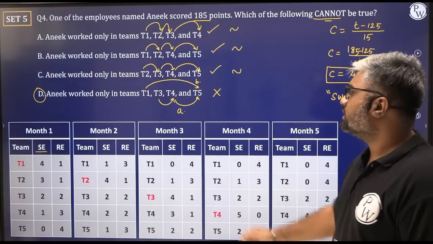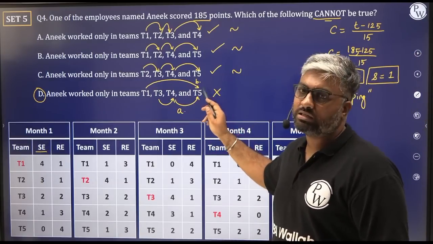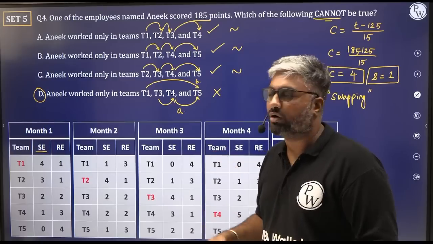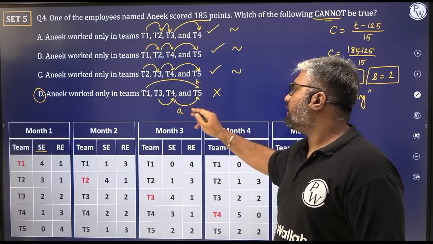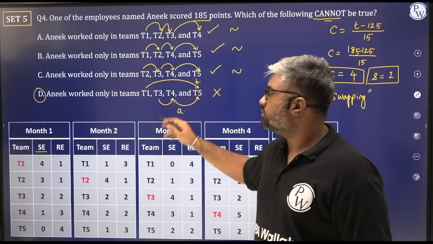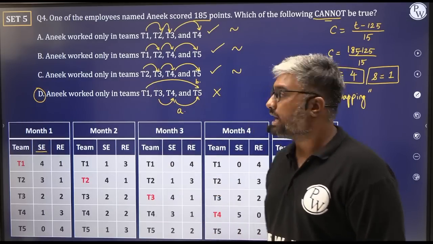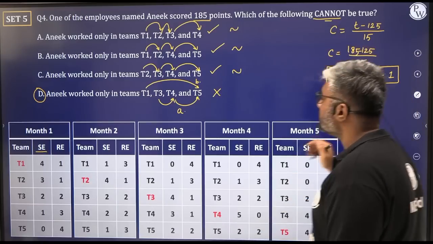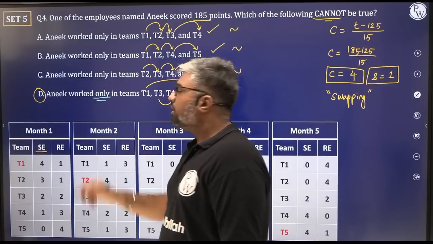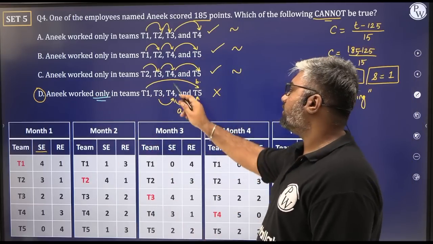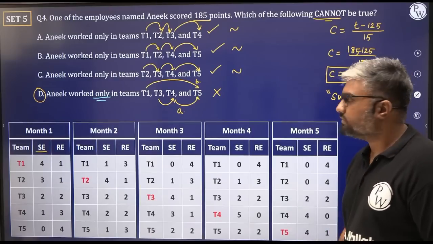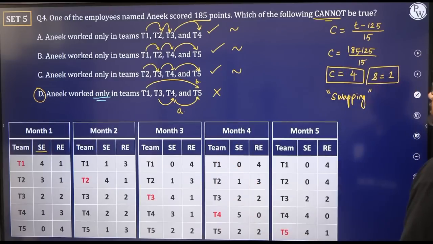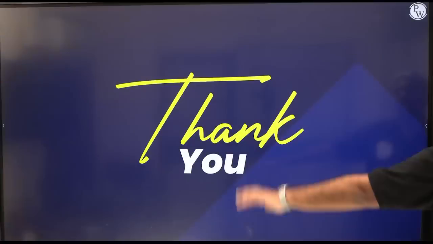Not possible because from T1 to T5 there is a swap, but from T5 there's no further swap. T3 to T4, T4 to T5 there is a swap, but then there is no way he could have worked in T1 first. And they are saying only. That means he did not work in T2. Without working in T2, he cannot work in T3, T4, T5. Yes. So with this, what do we have? We have all the 4 questions answered.